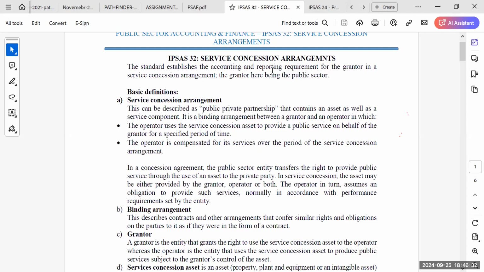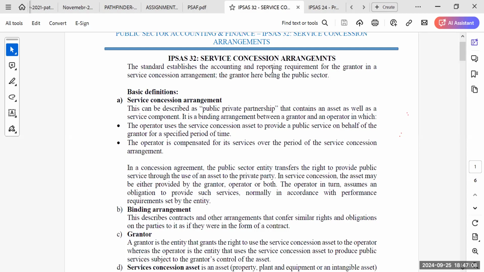Okay, we have the service concession arrangement itself. This can be described as a public-private partnership that contains an asset as well as service components. It's a binding arrangement between a grantor and an operator, in which the operator uses the service concession asset to provide a public service on behalf of the grantor for a specific period of time. PDS deal, they are using assets. What is the asset? The asset is the dam and those things that we have to supply electricity to the good people of Ghana. And that is going to be for a particular period.